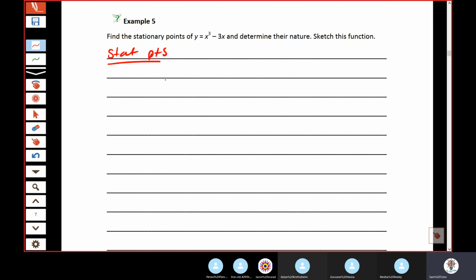Stat points, you underline it. Why? Because it just looks neater, and we get to read your work instead of just all this math. Y dash equals 0, so that you don't forget it. It'll just be engraved. Stat points, y dash equals 0. Let's do it. Y dash equals 3x squared minus 3. Eventually this will equal 0. Can anyone see what the values of x should be when you solve for this?